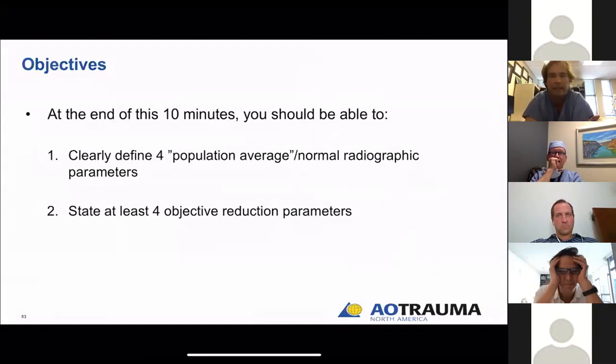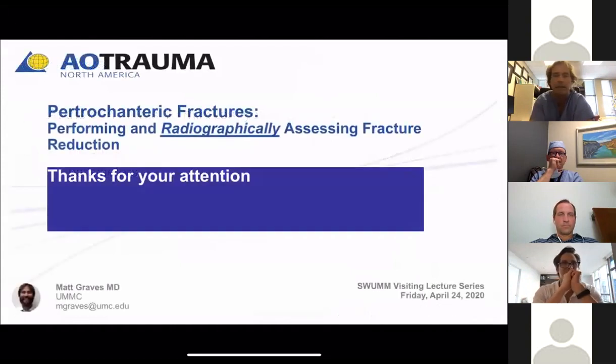So at the end of this, hopefully you guys have some better understanding of population average or normal radiographic parameters and how we use those objectively intraoperatively in order to assess reduction. I think there's still a lot of questions to be answered. I feel like it's likely that we're malrotating a lot of these and we just don't know it. It's seeing us and we're not seeing it. But maybe in the future we'll get a better understanding of what's happening, and hopefully you'll see things now that have seen you for a while.